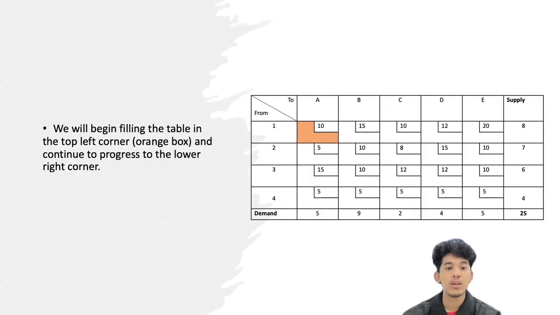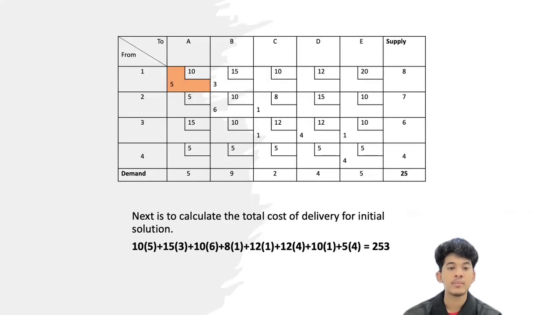Next, we will begin filling the table in the top left corner, which is the orange box, and continue to progress to the lower right corner. Next, to calculate the total cost of delivery for the initial solution, you will get the answer 253.